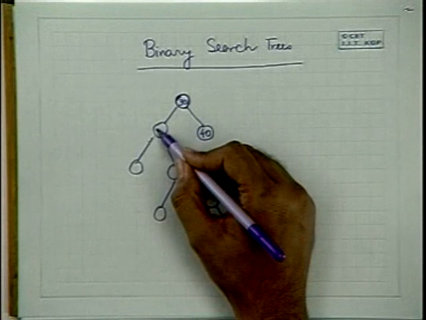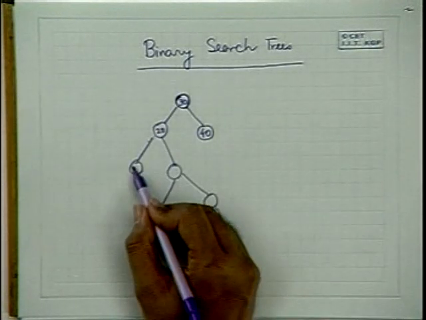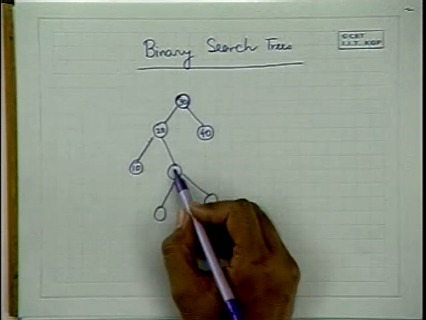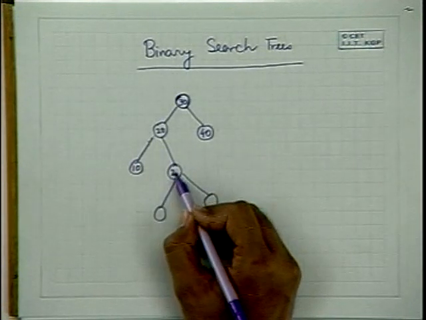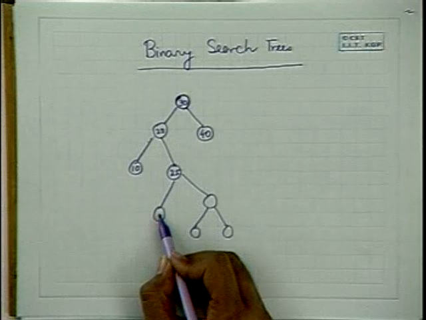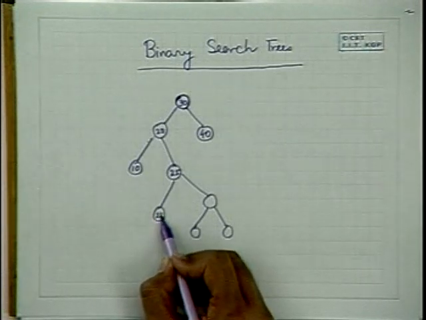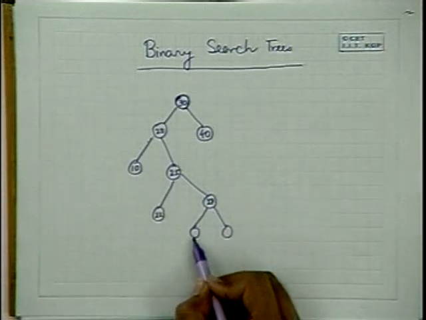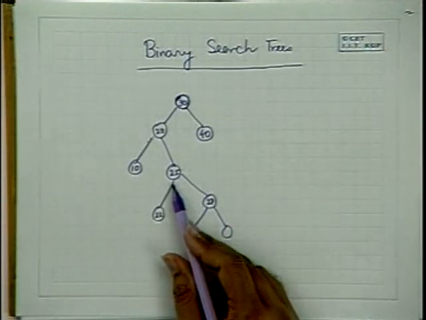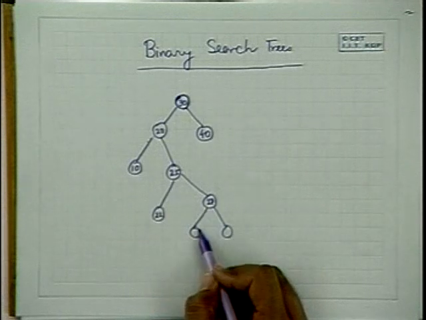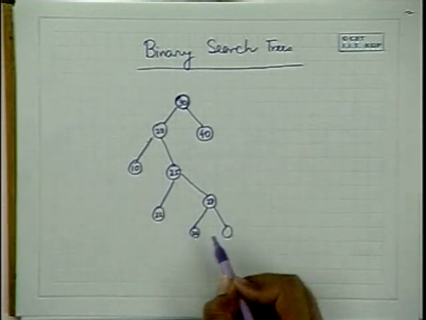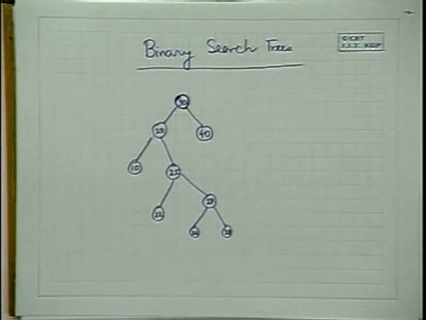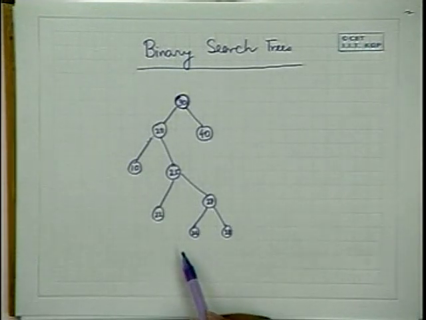So I can put probably 20, and if I recurse on this definition, I can put say 10, this one 25, this one say 22, this one say 27. This one must be greater than 25 and less than 27, so let me put 26, and this one say 28. So this is a binary search tree.